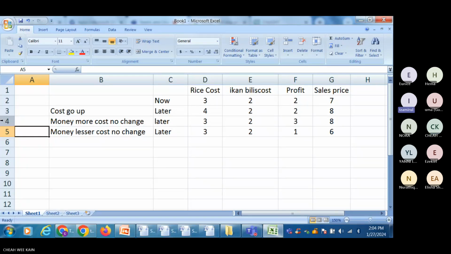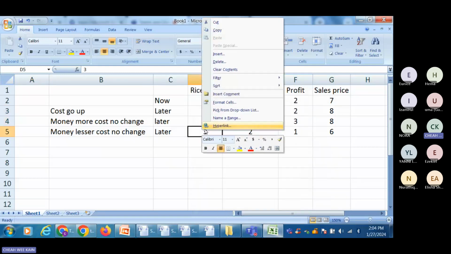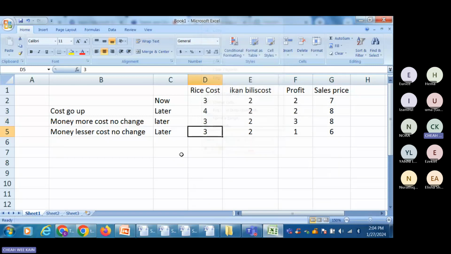How about money lesser but the cost increases? Even worse. Normally, you won't have such a thing. When the money is lesser, the cost will reduce, because the nasi lemak fella has the same formula as you. The farmer has the same ratio as you, so the farmer also will be dropping. But coming to your question, what happens if the money is less and the cost goes up? Maybe you go out of business.